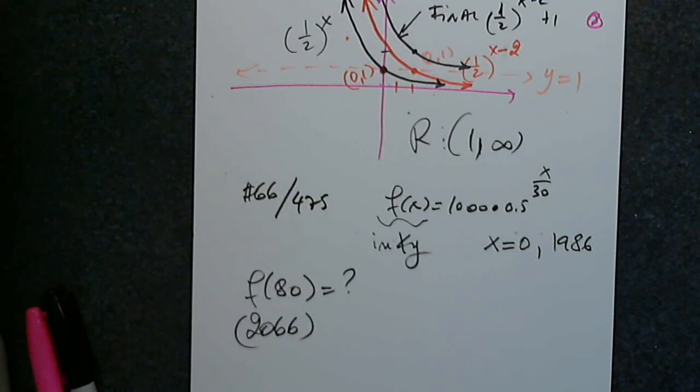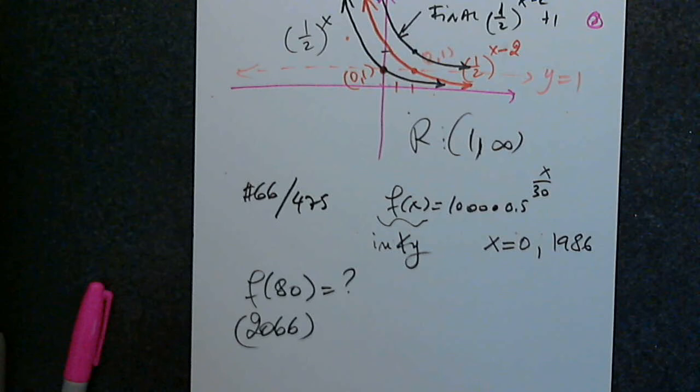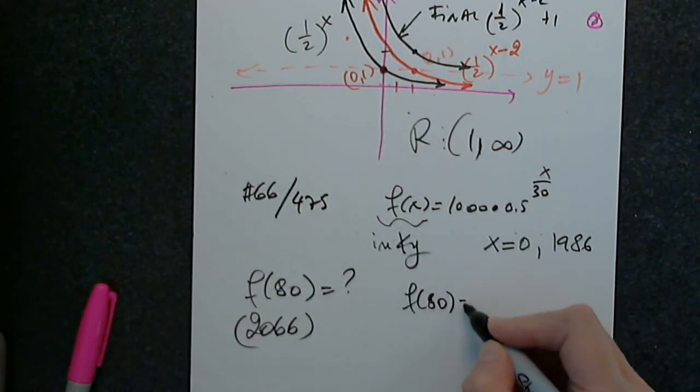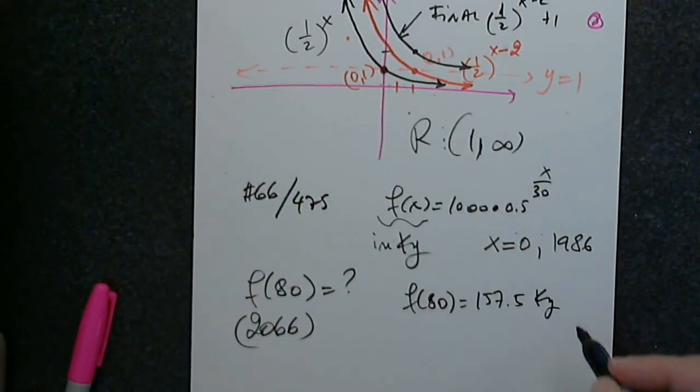So, they say if even 100 kilograms of cesium-137 remain in Chernobyl's atmosphere, the area is considered unsafe for human habitation. So this is 157.5 kilograms. So f of 80 is 157.5 kilograms. What would you tell people who own a place in Chernobyl? You cannot even in 2066 go back. The radioactive substance cesium-137 is still present in the atmosphere.